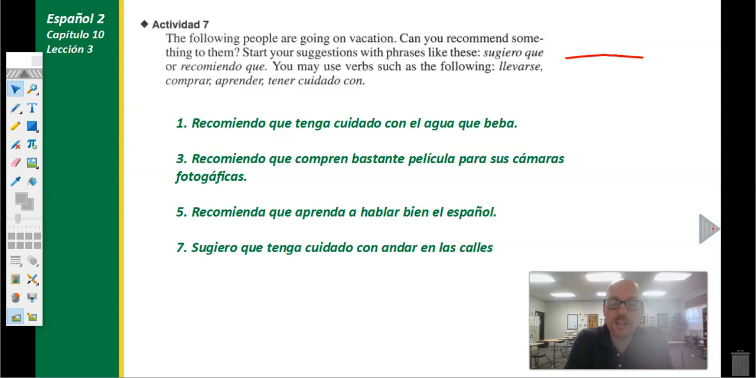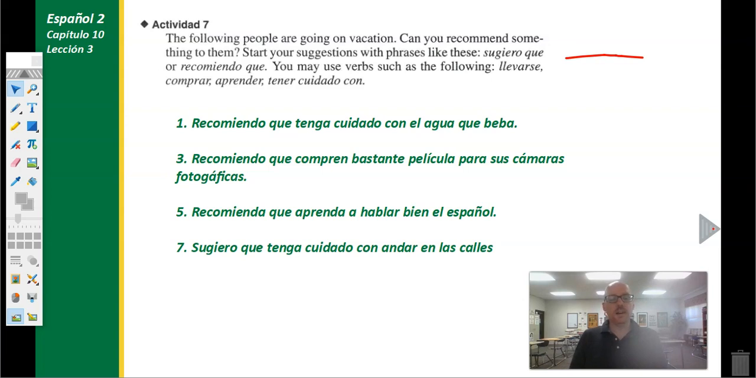Now, nobody carries cameras anymore. We all use our phones. But when this book was printed, they were still using film. So, recomiendo que compren bastante película para sus cámaras fotográficas. You all probably don't even remember. Your parents will remember. I remember being on vacation or being somewhere and running out of film for your camera, and then you couldn't take pictures anymore. So you had to make sure that you had enough película, enough film.